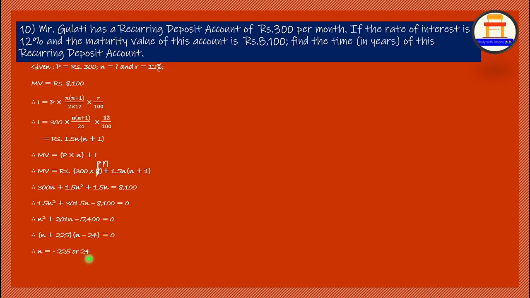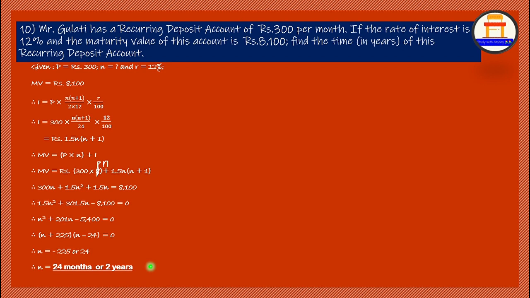So 24 months is nothing but 2 years. They have asked this in the form of years. Keep it in the form of years, else you will be losing half a mark. So please stick to the question. You cannot say that you have kept it in the form of months. Though the answer is correct, they don't give the mark because they have asked in the form of years. So hope the concept is clear.